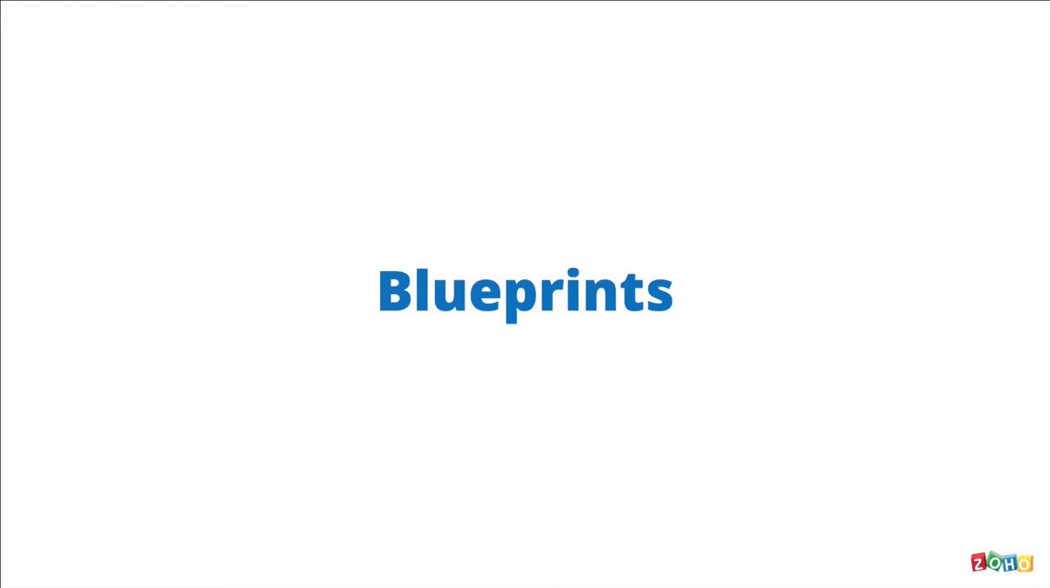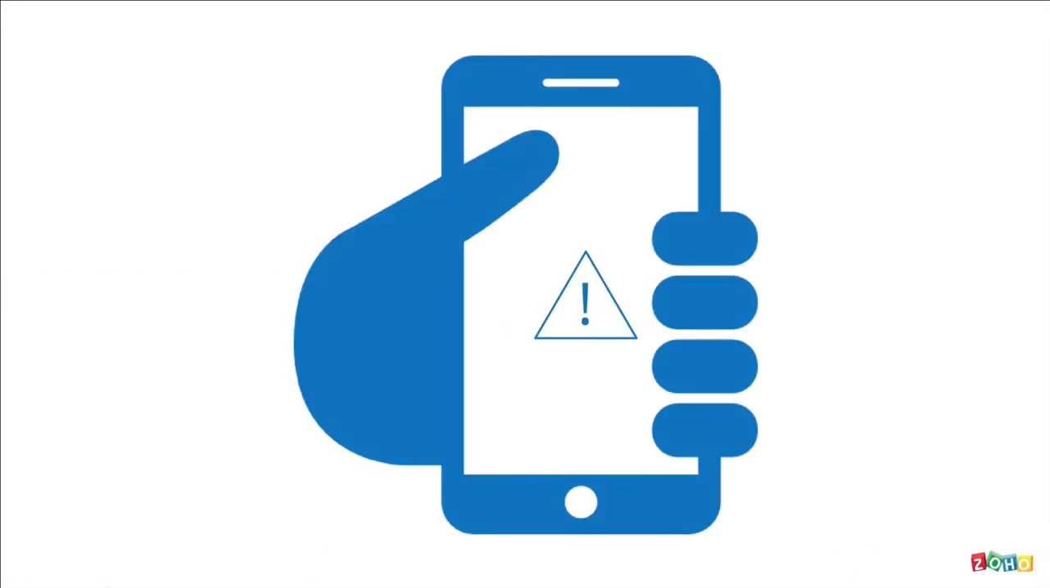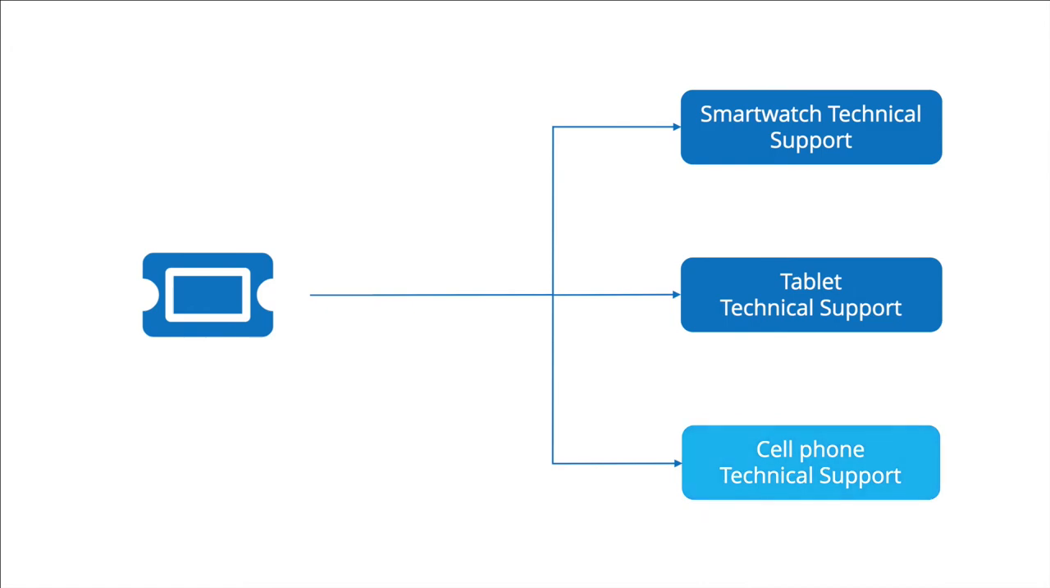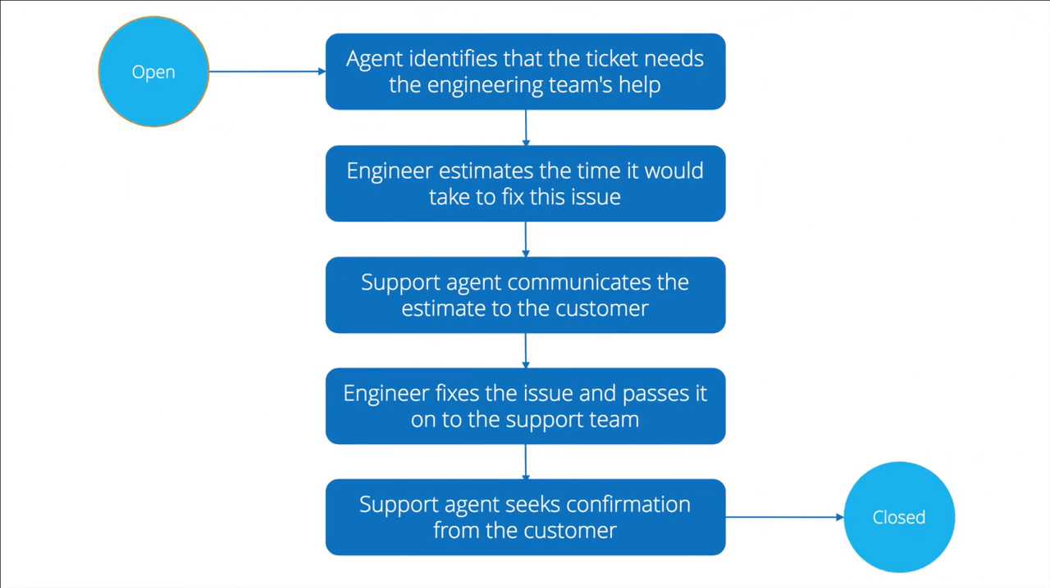Let's consider another example. A customer is facing an issue with her phone and sends in a ticket. This lands in the dedicated department for mobile phone technical support. The support agent sees the ticket and realizes that it needs the engineering team's help, so he assigns the ticket to somebody from that team. An engineer estimates the amount of time it will take to fix this issue and passes the ticket back to the support team to communicate with the customer.